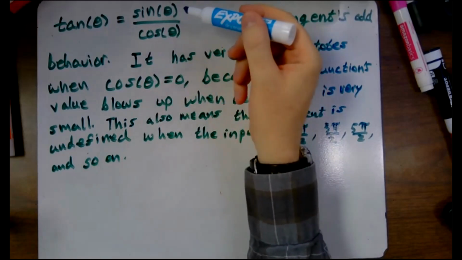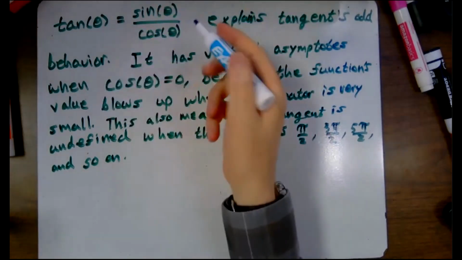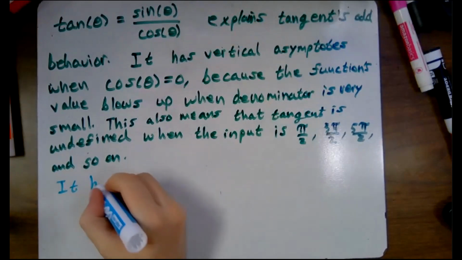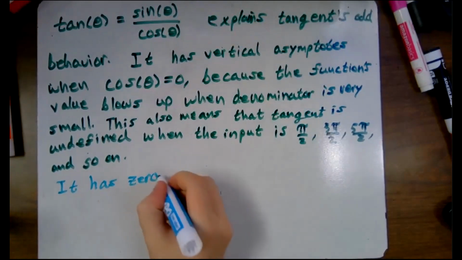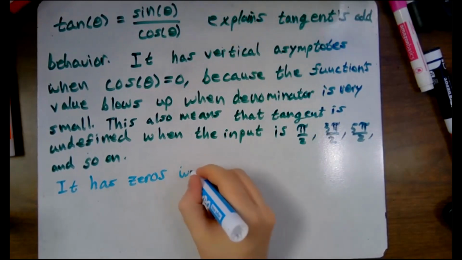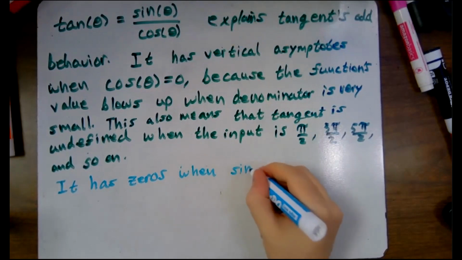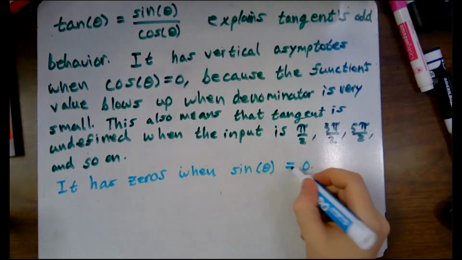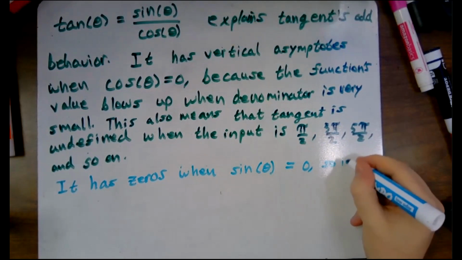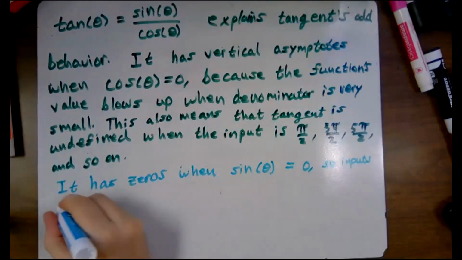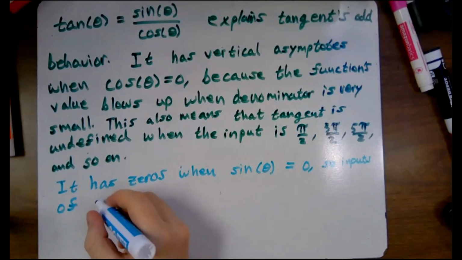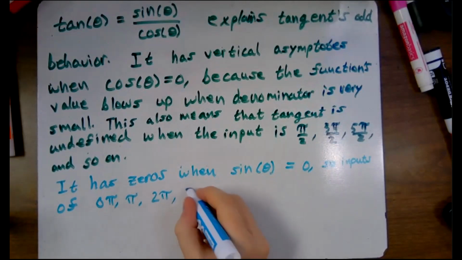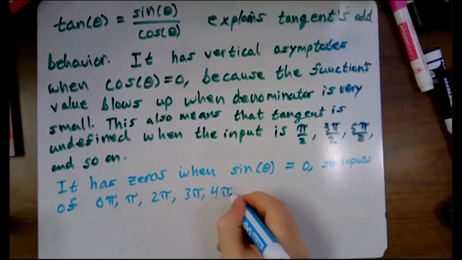Now, because 0 divided by anything is 0, that also means that it's going to have zeros when sine of theta is 0. When I say it has zeros, I mean places where it crosses the x-axis. So inputs of 0, pi, 2 pi, 3 pi, 4 pi, and so on.